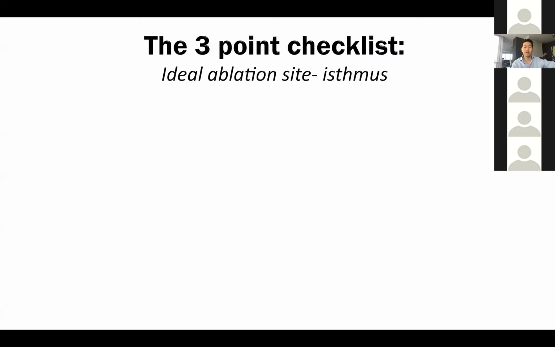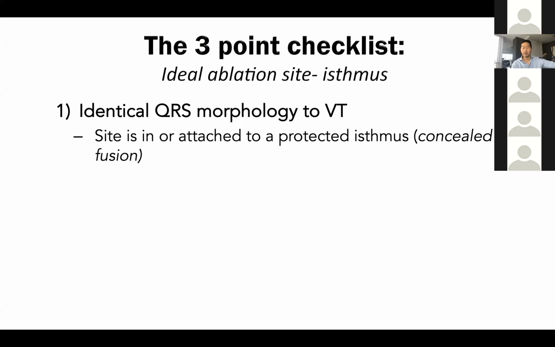Okay, so this is the area of interest. The 3-point checklist, when you're going through all of these interpretations. 1, start with the surface. Is it identical to the VT? Is it a cut and paste job? If not, it's not concealed fusion. It's that simple.